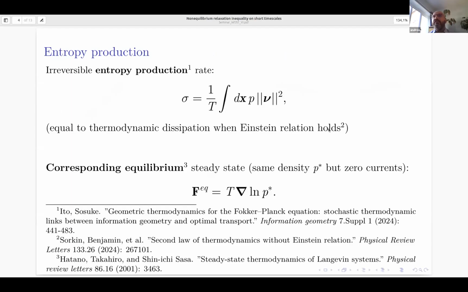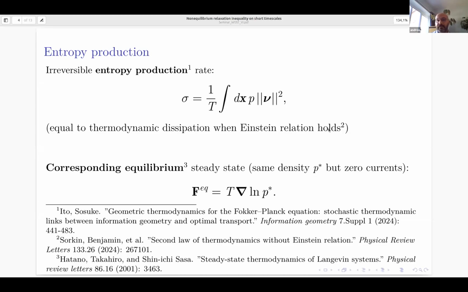A key definition which is seen over and over, quite important here, is the irreversible entropy production rate, which is here expressed in terms of the squared local mean velocities, and we know this is equal to thermodynamic dissipation when a certain relation holds.